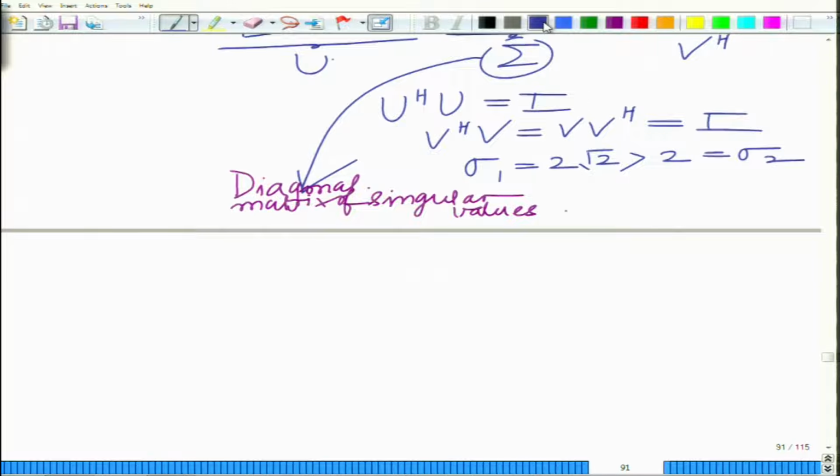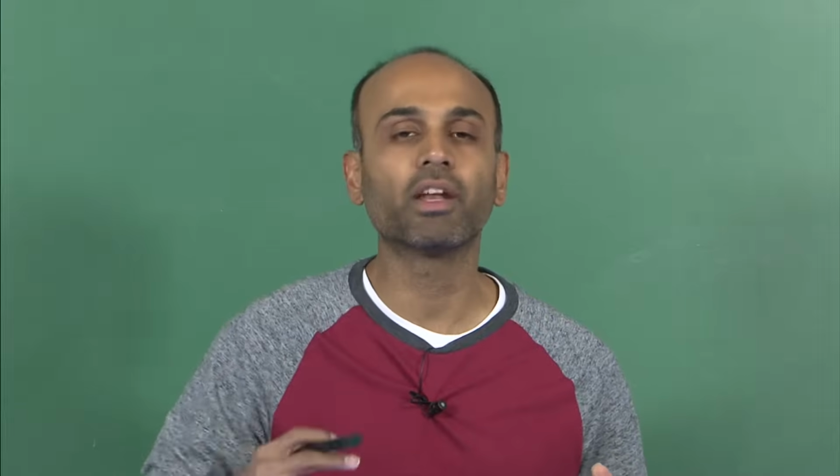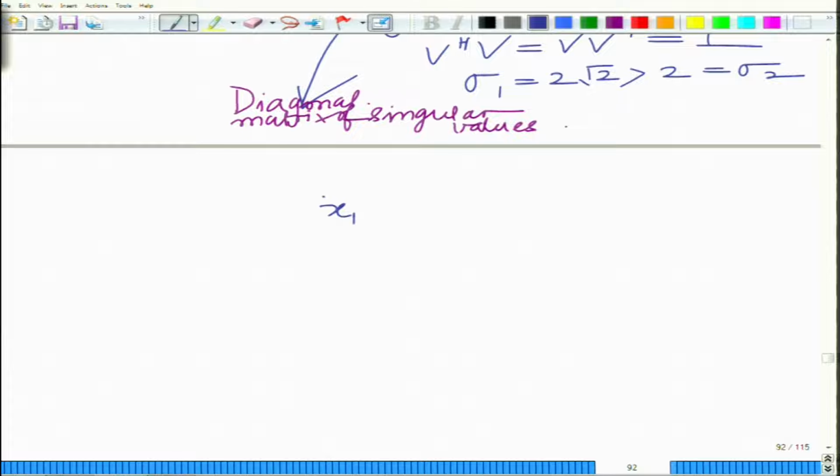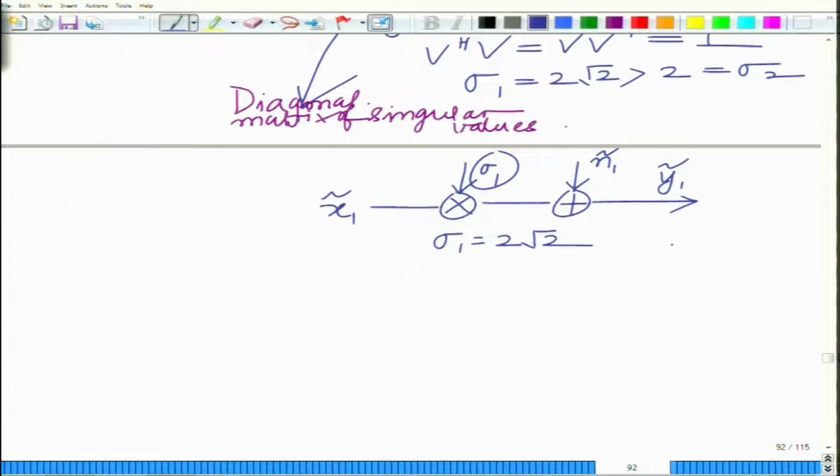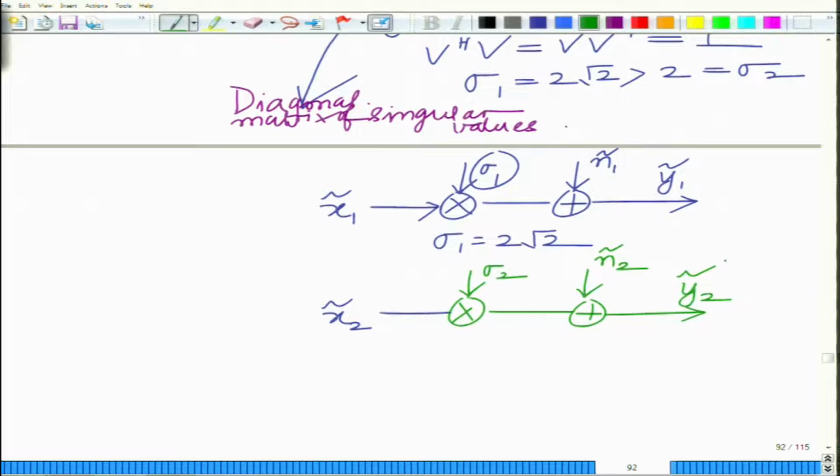Now perform optimal power allocation. Remember what this means is, you can decompose this using precoding as the combination of two parallel channels. So, remember you have the tilde, so you have x1 tilde, you are transmitting through the first channel that has gain sigma 1 and noise n1 tilde to give y1 tilde, and what is sigma 1? Sigma 1 is 2 square root of 2, and similarly through the second channel you have gain sigma 2 followed by the addition of the noise n2 tilde, and sigma 2 equals square root of 2. So, these are the parallel channels.